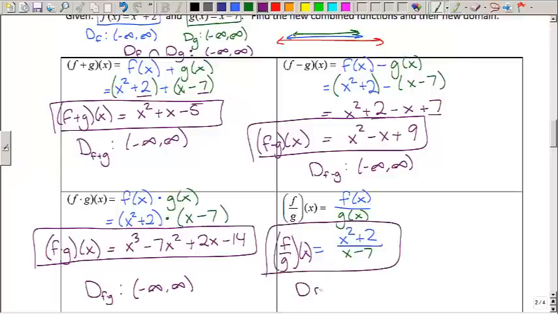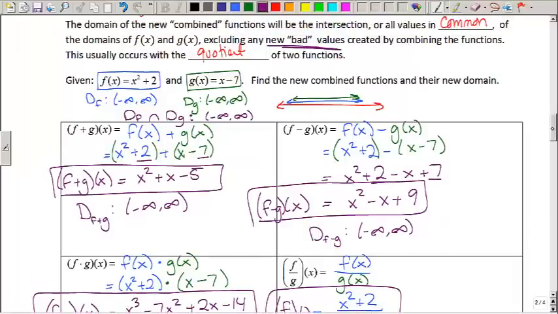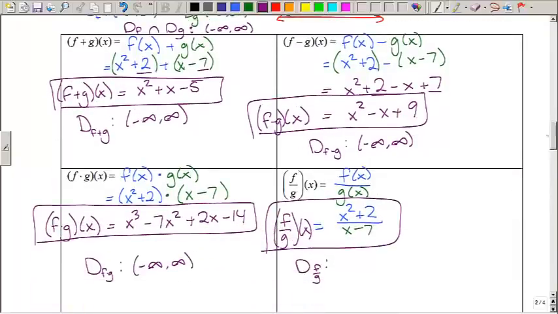The domain of f divided by g is equal to the intersection, which is all real numbers, but I have to exclude any new bad values. Remember we talked about the new bad values created by combining the functions. Notice we mentioned that it usually happens with the quotient. When we look back at this problem, notice that I have created a new denominator that was not in my original f of x. It was not in my original g of x. It is a new problem area.